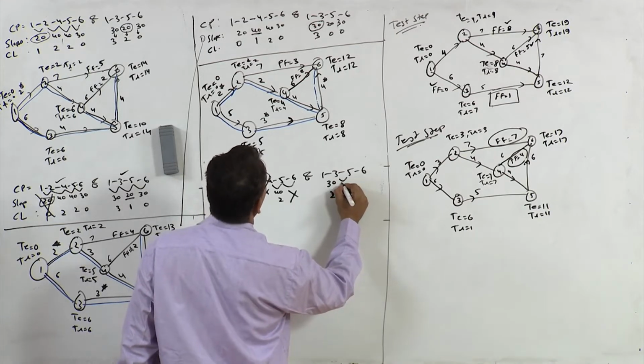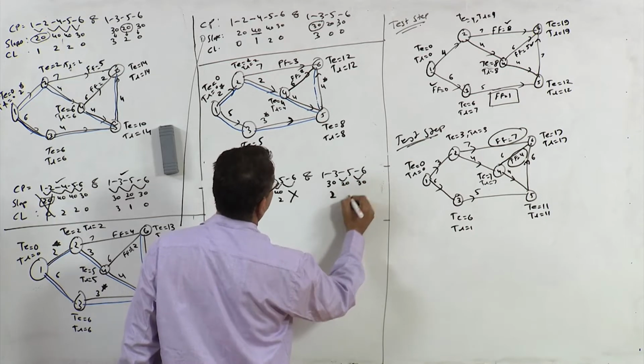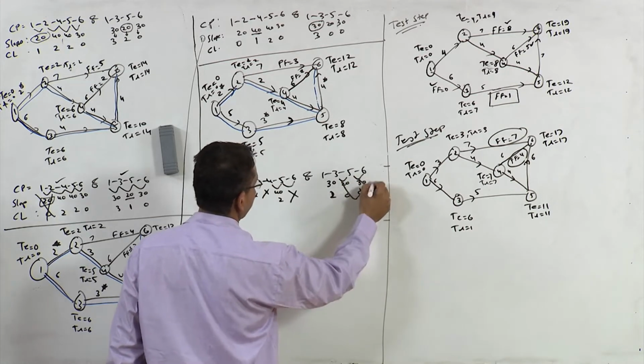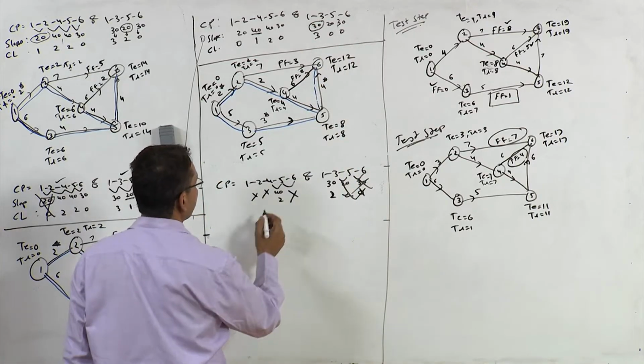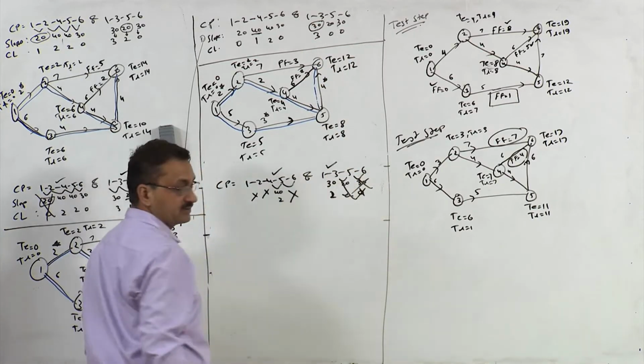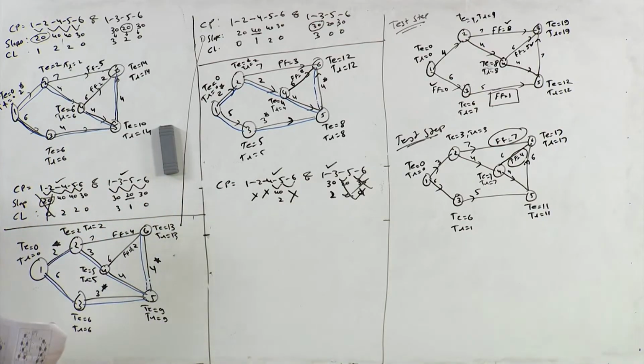This is 20 30. Of course these are also gone, right? 3 5 and 5 6 are also gone, right? So you are left with 4 5 and 1 3.